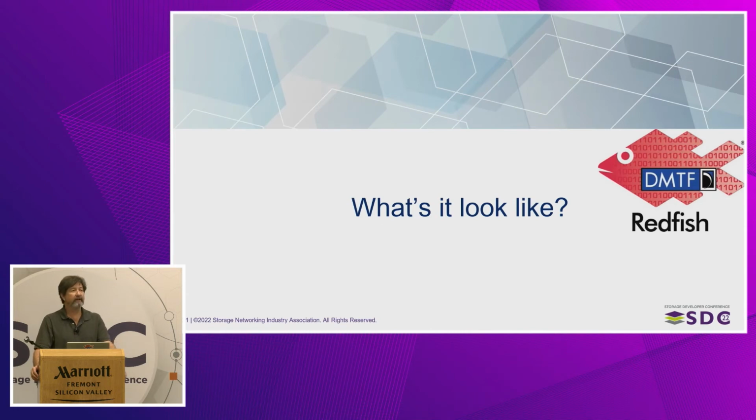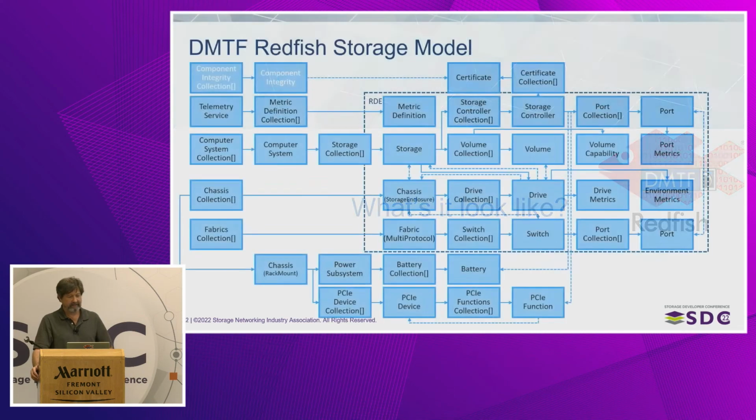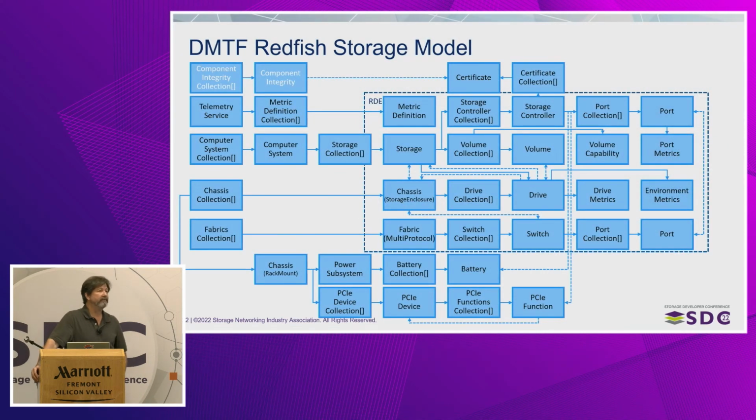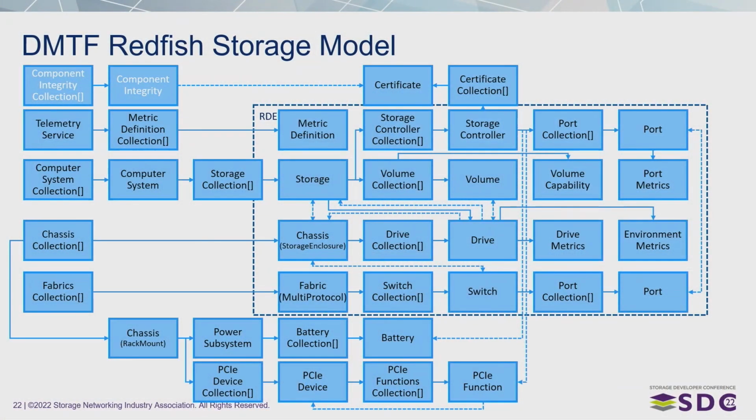So what's it all look like? Well, it used to be fairly simple, and this is kind of an eye chart, but for an individual device, particularly a storage device, I've drawn a line around the information you get from RDE for every storage, let's call it an array controller out there. So you'll see component integrity at the top.